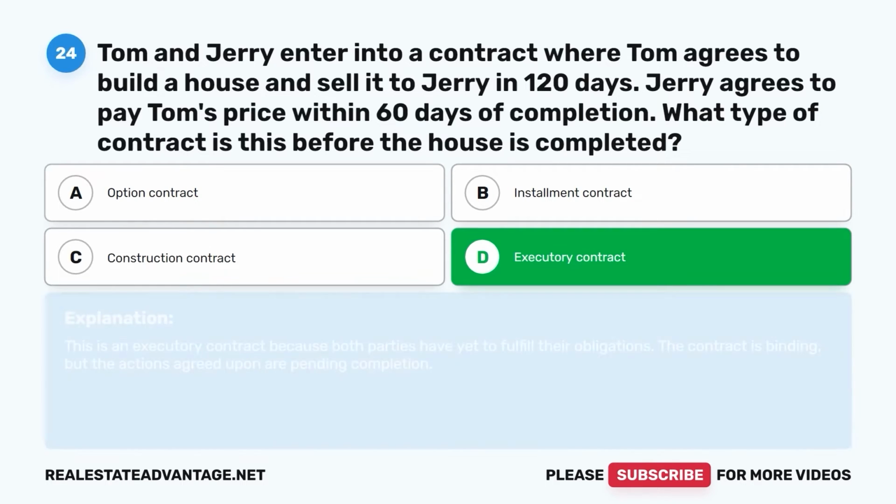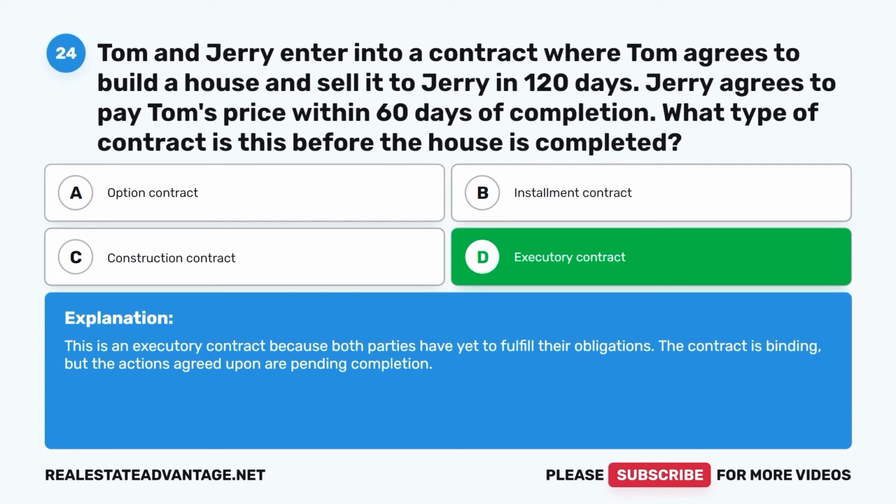Executory contract. This is an executory contract because both parties have yet to fulfill their obligations. The contract is binding, but the actions agreed upon are pending completion.